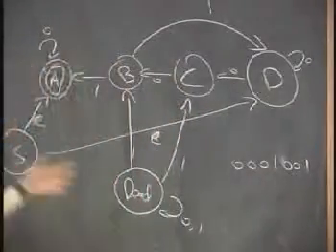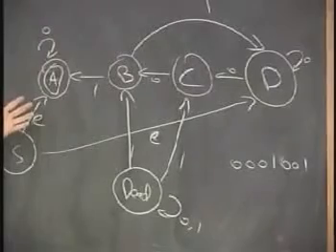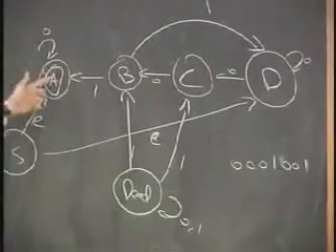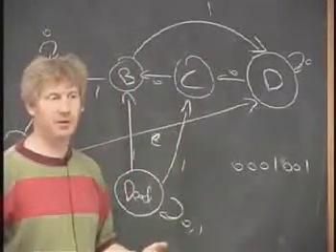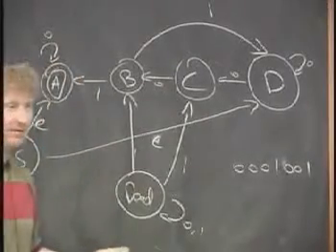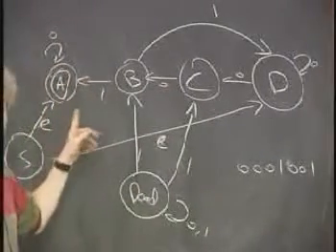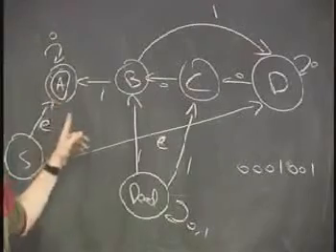So by the way, should we accept 0, 0? It ends up either in A, B, C, or D. Should we accept it? Yes. Why? Because it can end up in A. That's very important to realize.